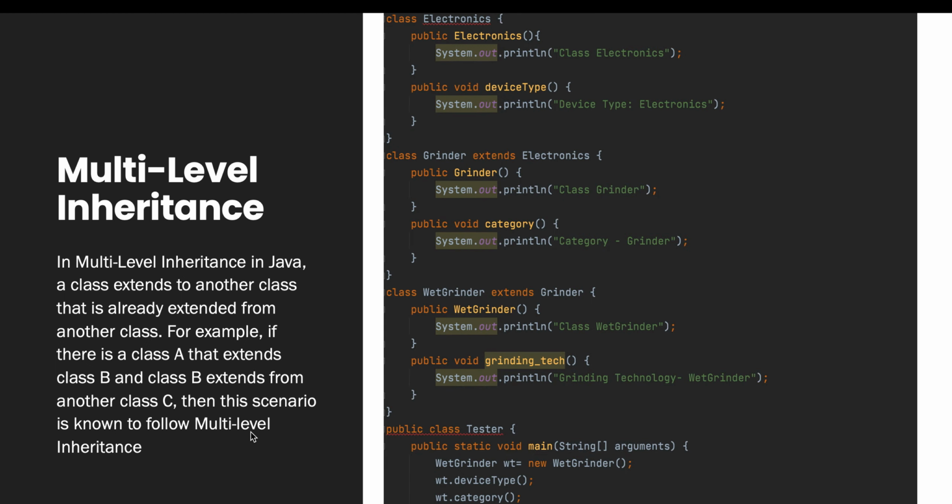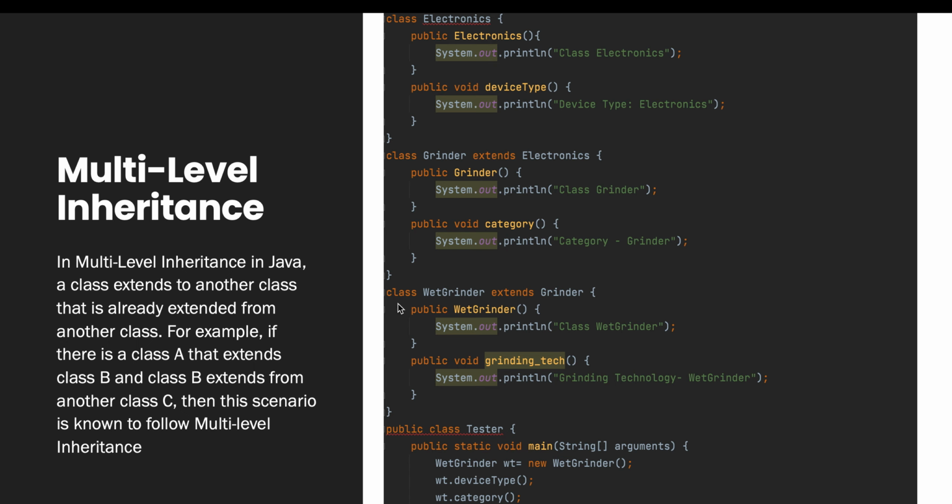If you take the example in code, let's say we have a class Electronics, which has some constructor and some methods like device type and some implementation. Let's say we have printed something, device type something electronics. Now let's say we have another class, Grinder, and it's extending or reusing the functionality of the Electronics type. It can be represented as Grinder extends Electronics, and using this Grinder we will be able to access the properties and behavior of the Electronics type as well as the Grinder type's variables.